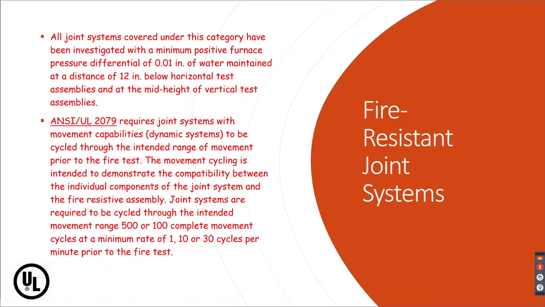And then the movement cycling is intended to demonstrate the compatibility between the individual components of the joint system and the fire resistive assembly. Joint systems are required to be cycled through the intended movement range 500 or 100 complete movement cycles at a minimum rate of 1, 10, or 30 cycles per minute prior to the fire test. So that assembly has to be moving before the test, and then they do the test to see how well that joint system is staying in place and doing what it's supposed to do for fire life safety.